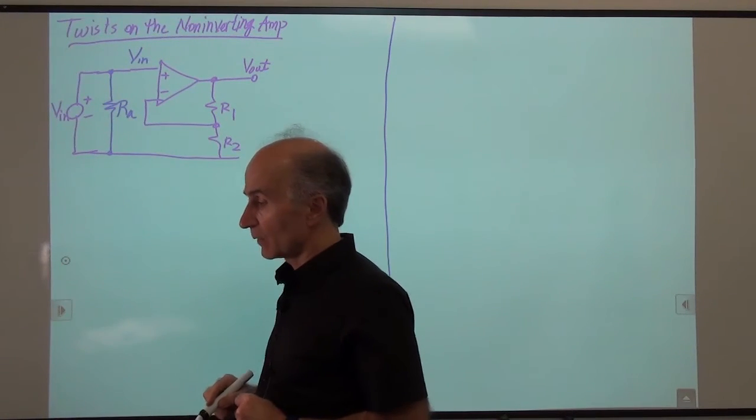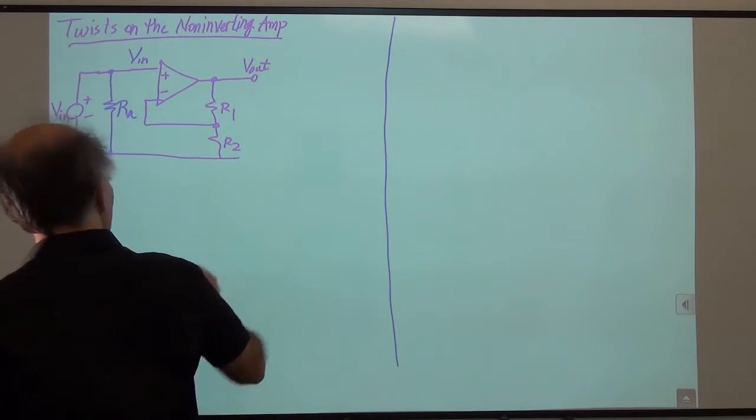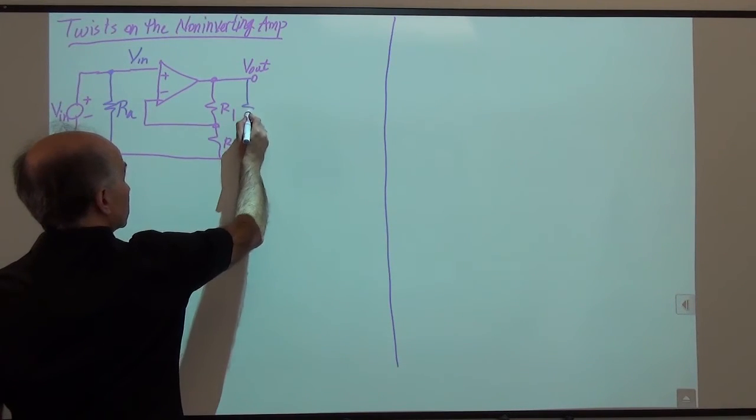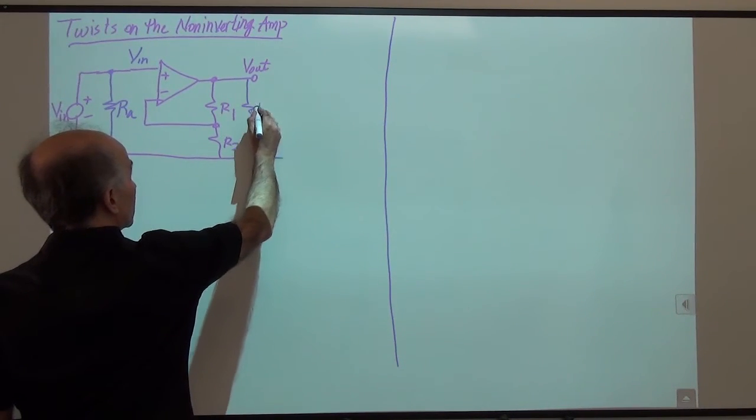Okay. Now let's go and add another twist. I'm going to add another resistor here, call it RB.